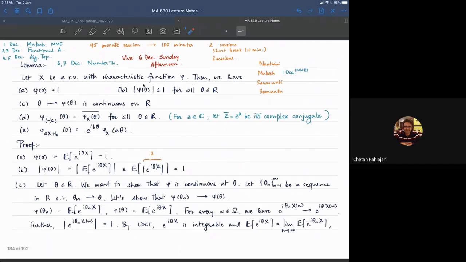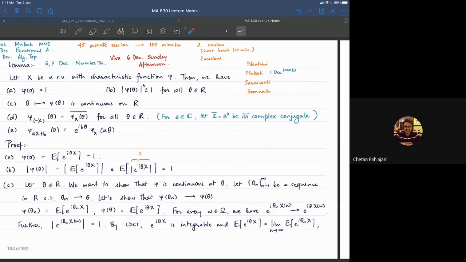All right, now what's the next property? The next property says that the characteristic function of minus x is just the complex conjugate of the characteristic function of x. Or more precisely, the characteristic function of minus x evaluated at theta is just the complex conjugate of the characteristic function of x evaluated at theta. Here, for z in C, I may use one of two notations. Of course, it's very standard, right? I may use z bar or z star as the complex conjugate. Okay, this is quite straightforward.